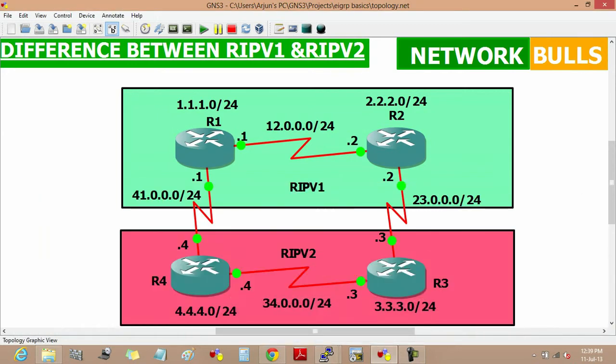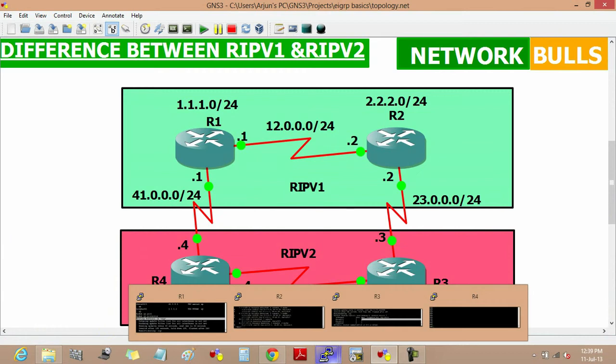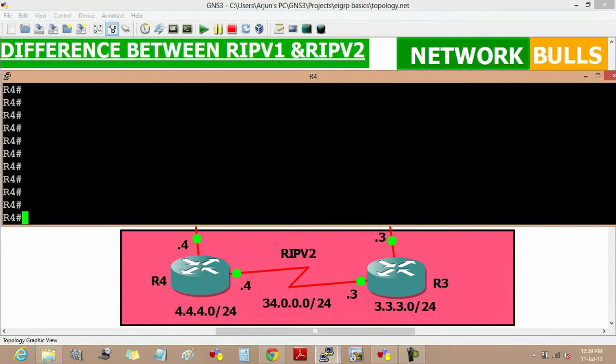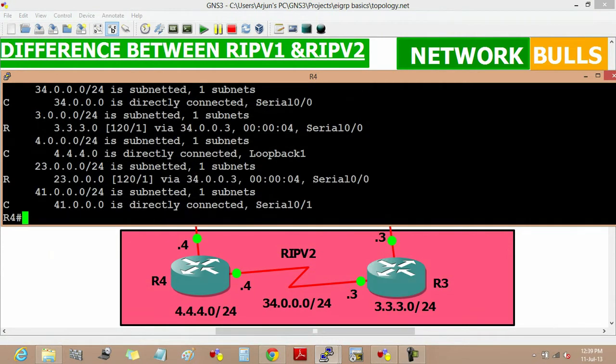But RIP version 2 supports classless routing, that means it supports VLSM, and we can verify it in router 3 and router 4 by using the command show IP route to see the routing table of router 4, and we can see that all classless networks are learned at /24. This is because RIP version 2 supports classless routing.